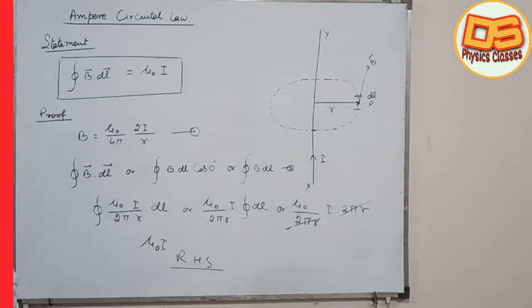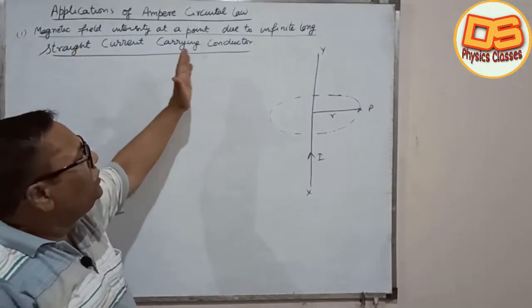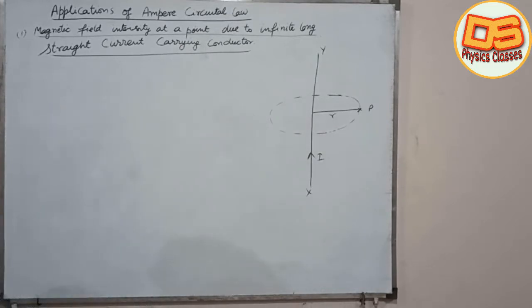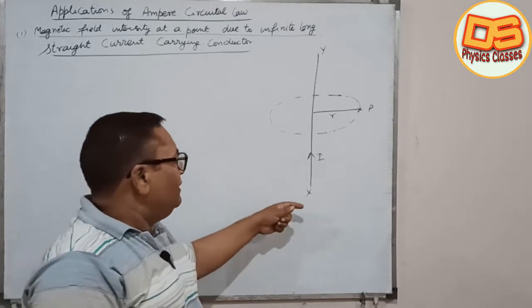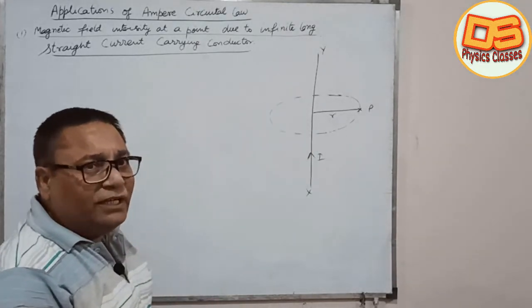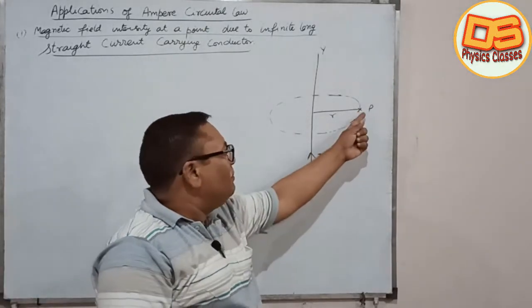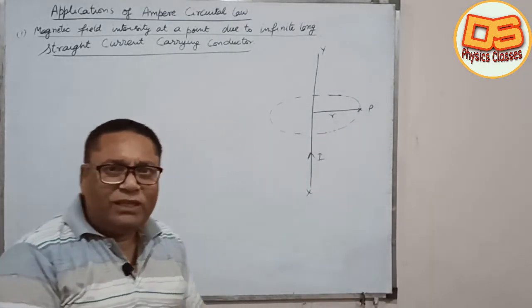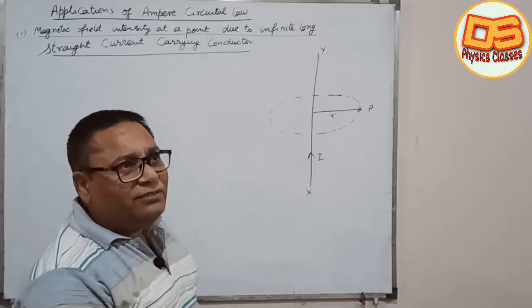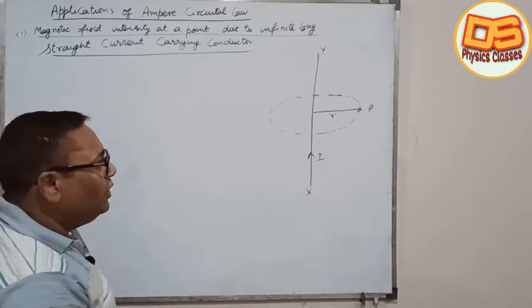Now the applications of Ampere's circuital law. The first application is the magnetic field intensity at a point due to an infinite long straight current carrying conductor. Let us consider XY is the straight conductor having the current I through it, and P is the point at a perpendicular distance r from the straight conductor at which magnetic field intensity is to be calculated. Clear? This is our problem.